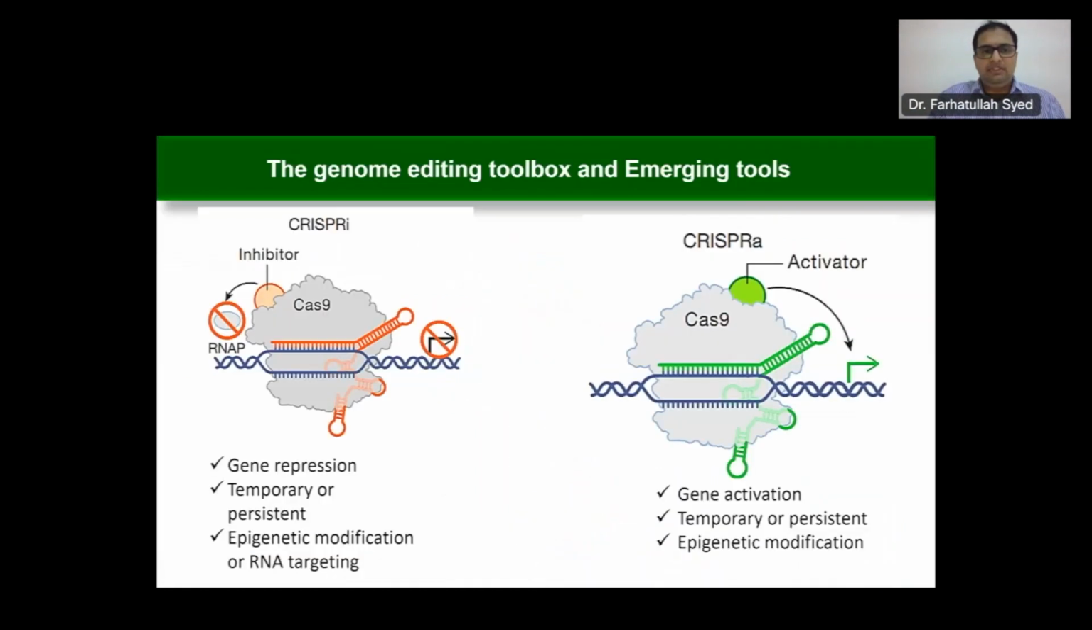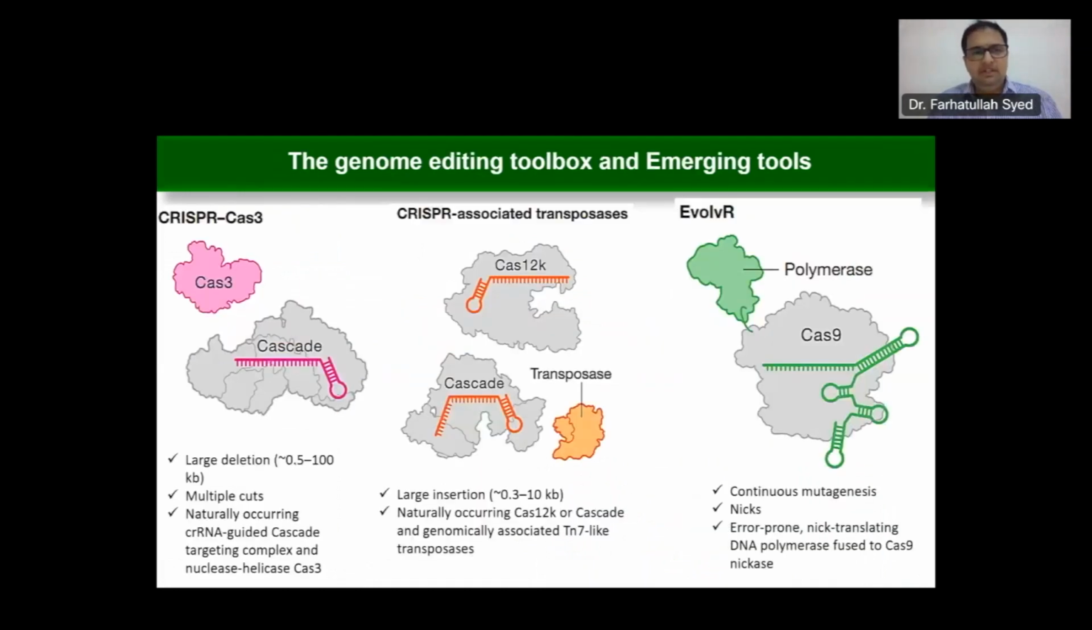I just want to skip through the other future toolboxes and emerging tools: CRISPR-i, gene repression and gene activation, CRISPR-a, and other emerging technologies such as CRISPR-Cas3, associated transposases, and evolved editors.